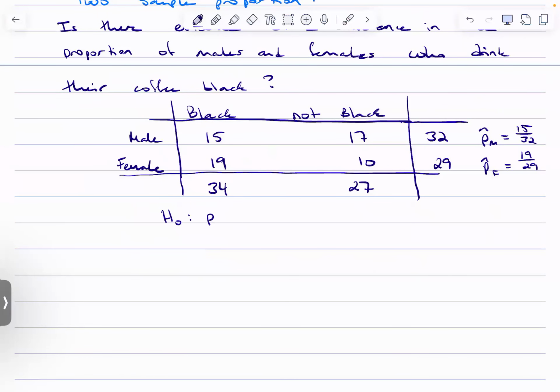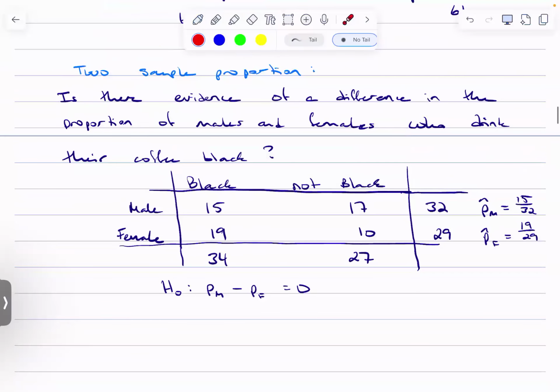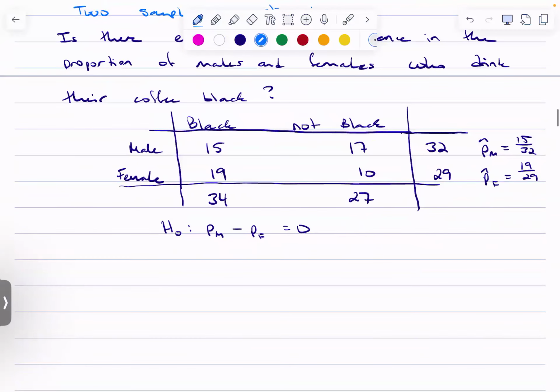Your null hypothesis is that PM minus PF is 0, because that's always your null hypothesis for a two sample proportion question. And you have to make it question specific with the subscripts, right? Especially because if I want to know, not if there's a difference, but if significantly more females take their coffee black, for example, then I would need to reflect that in my alternative. Now, in this case, we just want to know if there's a difference. PM minus PF is not equal to 0.